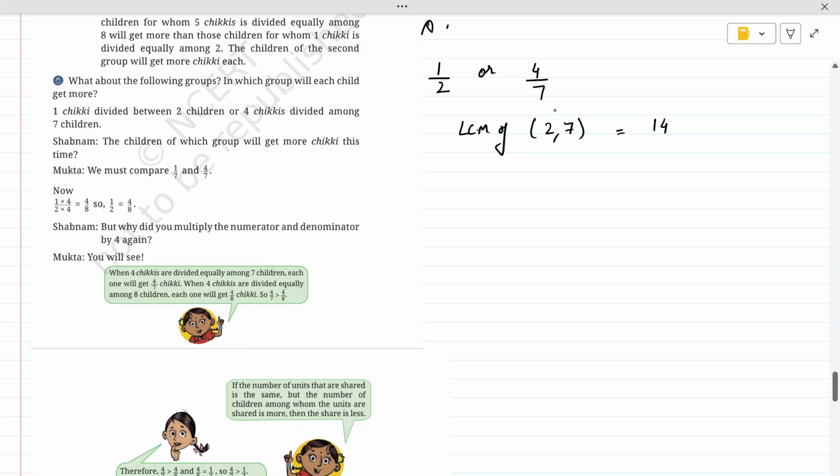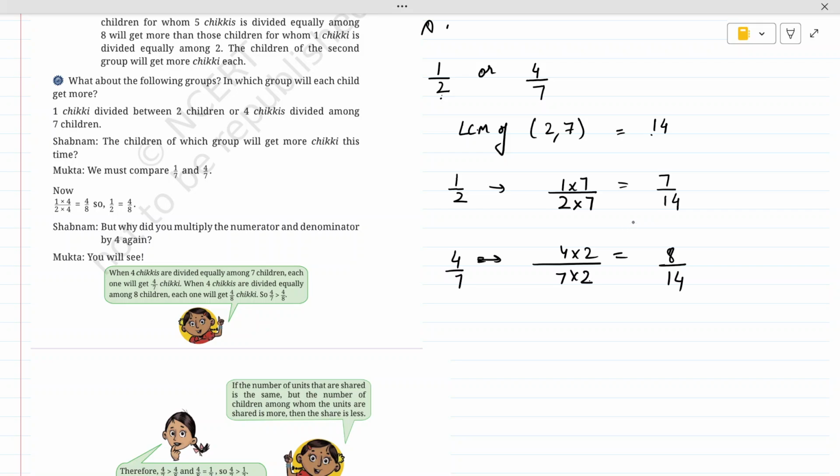Okay, so now what we have to do, we have to change these fractions. 1 by 2 can be changed to what? This will be 2 into 7, 1 into 7, right? We have learned how we have to do this. We have to divide the LCM by the denominator. We will get 7. So that means we have to multiply both the numerator and denominator with 7 here. Okay, so we will get 7 by 14. Next we have 4 by 7 here. So this will be what? 7 into 2. So into 2 here, into 2 above. Here we will get 8 by 14.